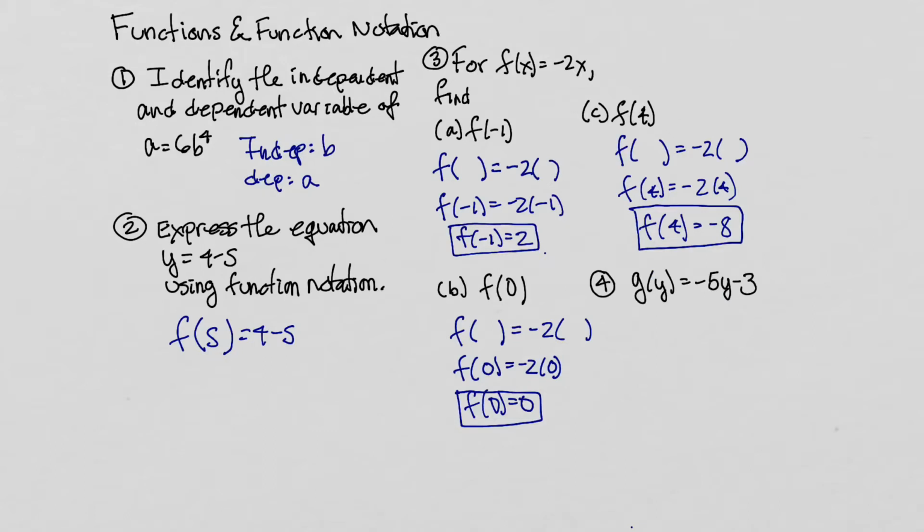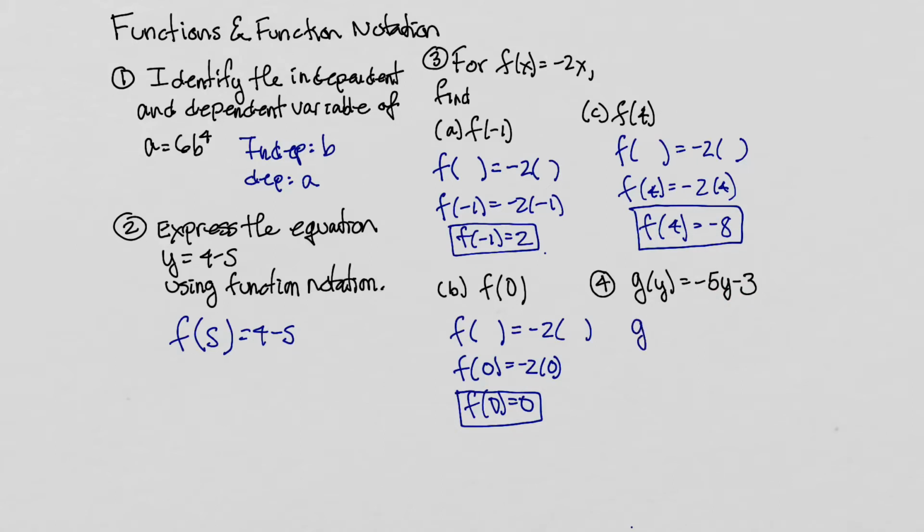Now here in problem number 4, we have a new function. We're calling it g, and the independent variable is y. So the inputs are going to be called y, and we can see over here what to do with it. Whatever we put in, there it is, we multiply it by 5 and subtract 3.